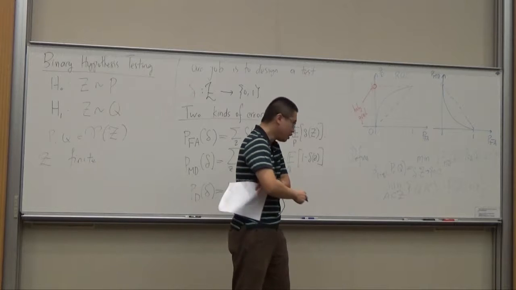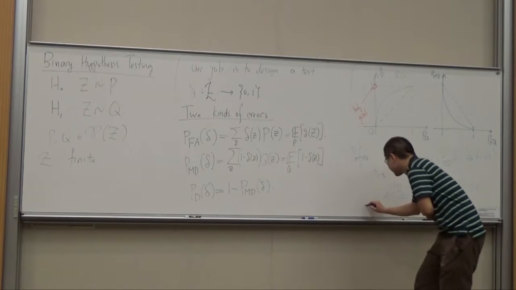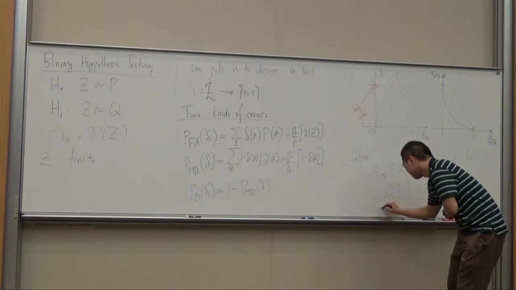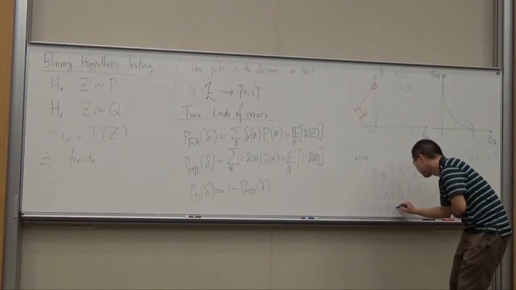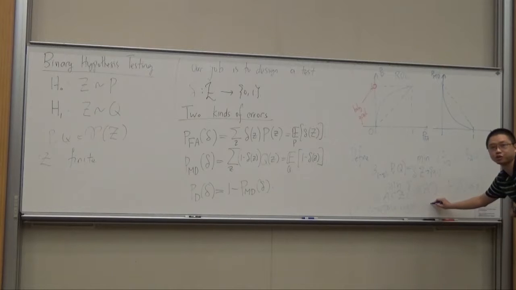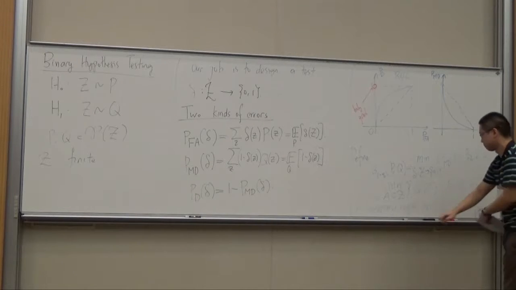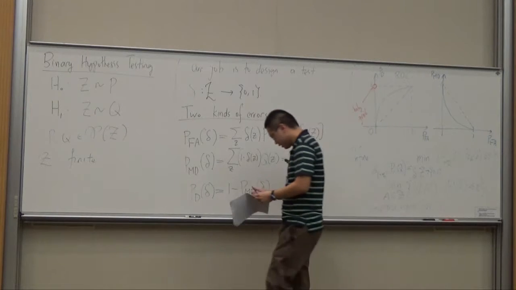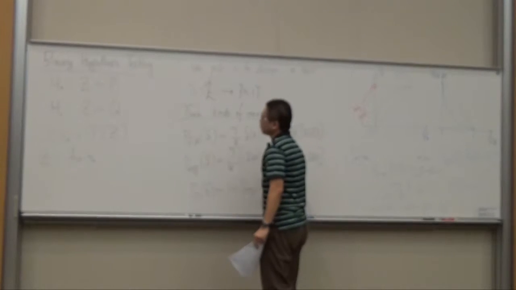Here, the set A is known as the acceptance region for hypothesis 1. Alright, so those are some basic concepts.